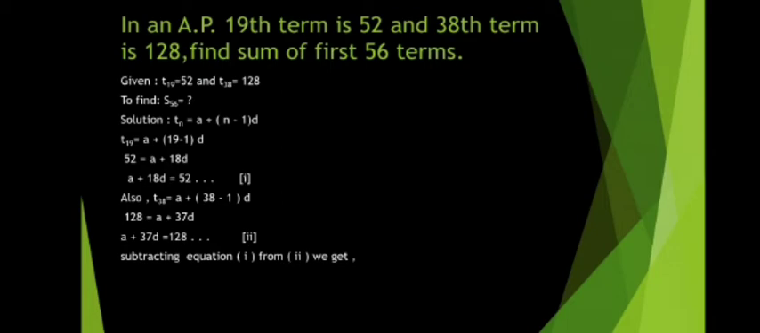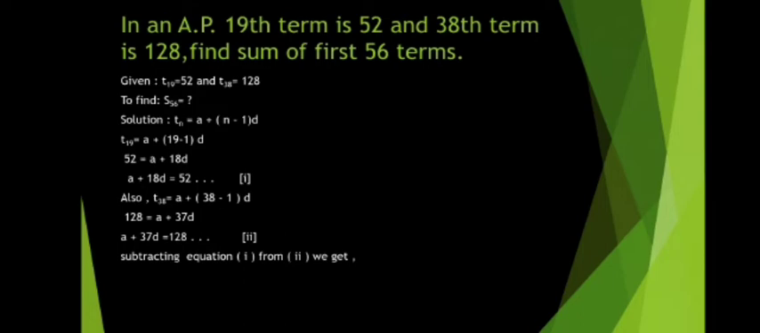Similarly, we'll solve for T38. So what we'll get? T38 is equal to A plus 38 minus 1 into D. And the value of T38 is 128. So in place of T38, we'll write 128 is equal to A plus 37D. Or we can write it as A plus 37D is equal to 128. This is equation number 2.